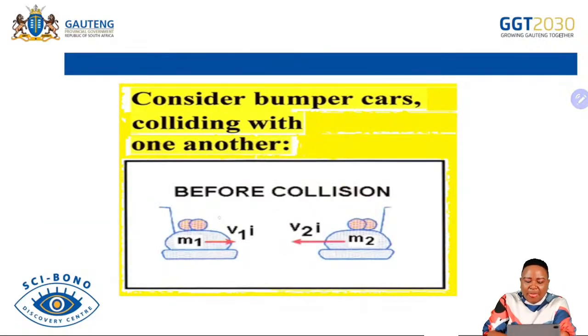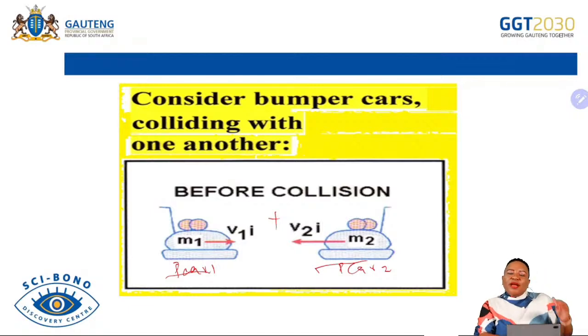As you can see here, we have two cars colliding, coming in opposite directions. Remember, the sign convention is very important, especially when you substitute the velocity. We expect that before collision these two will have different momentum: the momentum of car 1 and the momentum of car 2. And we expect that the momentum of the two added together before collision must give us the same momentum after collision, because according to linear momentum, it is conserved.